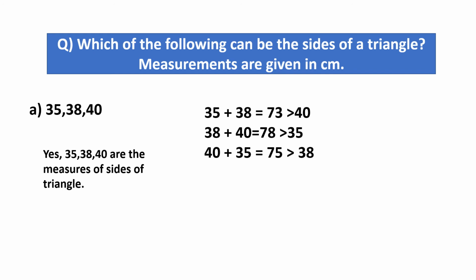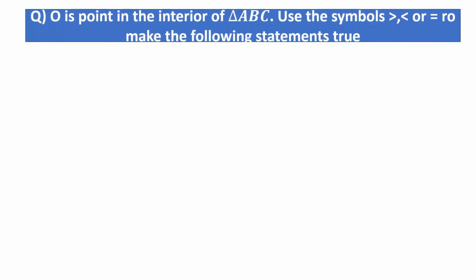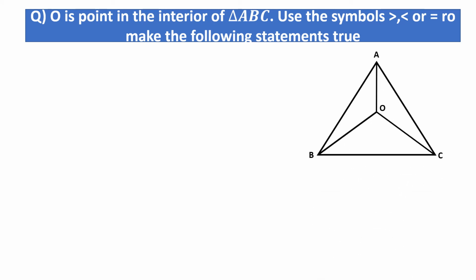Thank you all, children. Let us see another important question. O is a point in the interior of a triangle ABC. Use the symbols greater than, less than or equals to make the statement true or false. So you are being given a triangle ABC whose point O is interior. When it is given as interior, you can see the big triangle is divided into three small triangles.